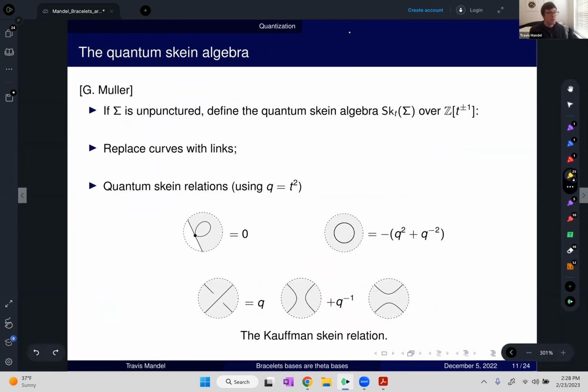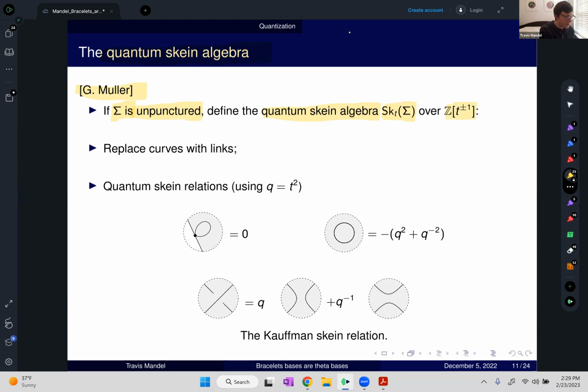Okay, so that gives us the bracelets basis. I want to mention now there's also a quantum version of all this. This is due to Greg Muller and building on ideas of Kauffman. So if sigma is unpunctured, so our marked points are all on the boundary, then we can define this quantum skein algebra, denoted Sk_t of sigma. So instead of being an algebra over Z, it'll be an algebra over Z adjoined t to the plus minus 1, this Laurent polynomial ring.